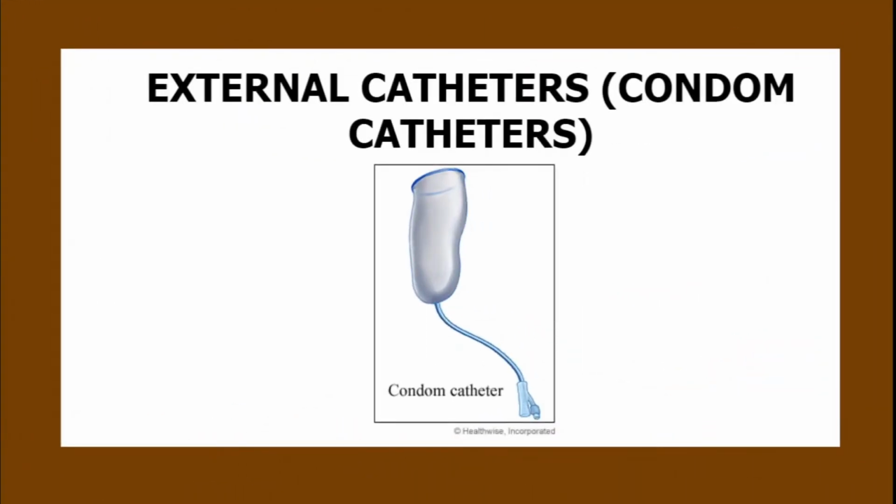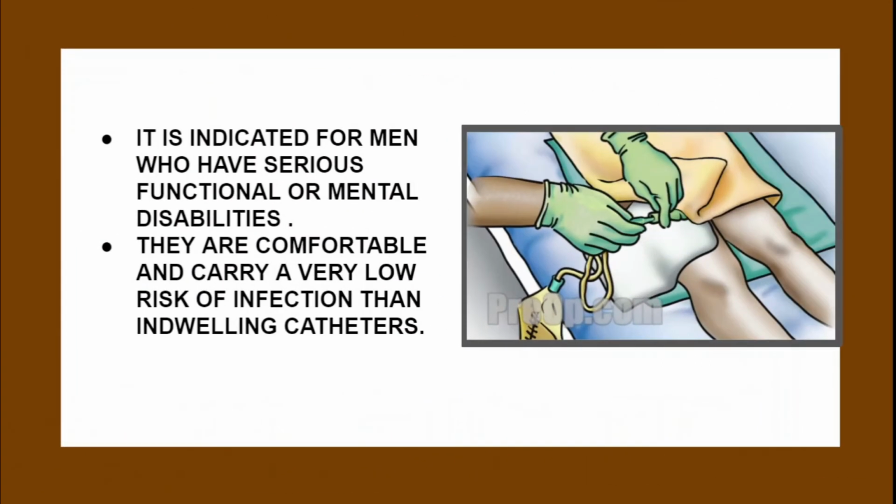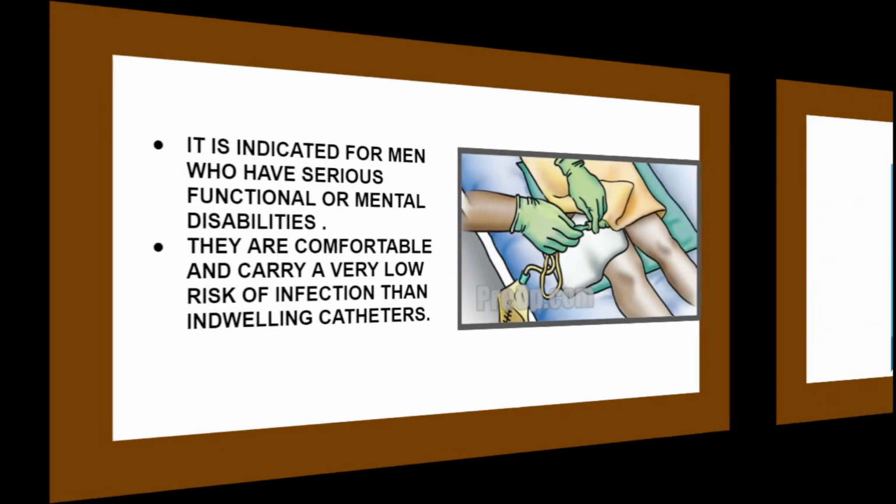Next is external catheter, which includes condom catheters. So a condom catheter is a catheter which is placed outside the body. It is intended for men who have serious functional or mental disabilities such as Alzheimer's or dementia. So the device looks like a condom and it covers the penis. There is a tube that leads the condom device to a drain. So these catheters are comfortable and they carry a lower risk of infection than indwelling catheters, and condom catheters can be worn for a day or 2.